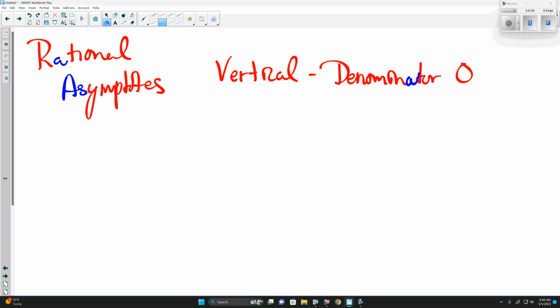Horizontal. If the degree of the top is greater than the degree of the bottom, there is none. There is no horizontal asymptote. Because we do not have horizontal, we have what?